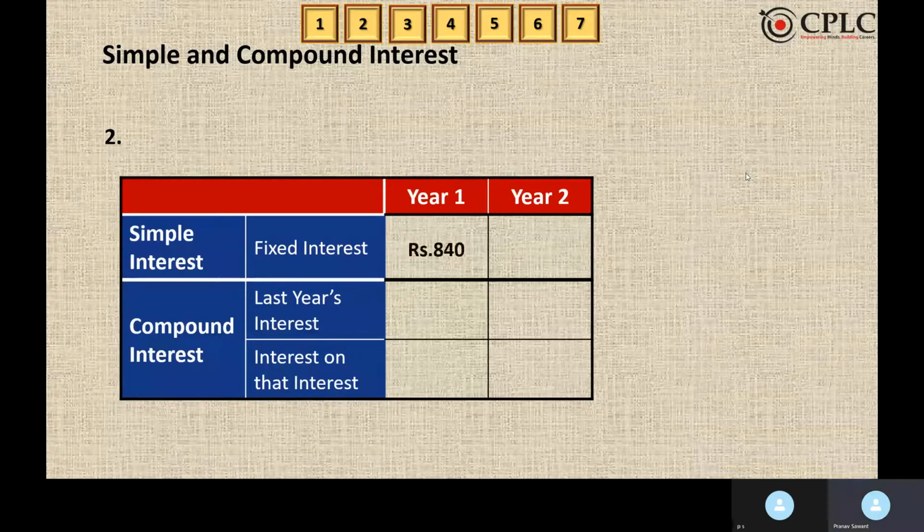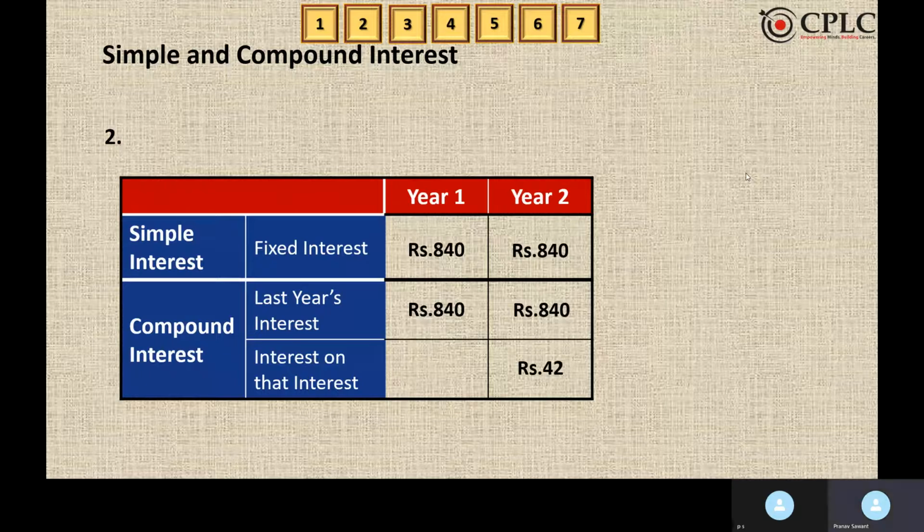The simple interest for the first year is going to be 840 rupees because the total simple interest is 1680. So it's for 2 years. For the first year, it is going to be 840. For the second year, it is going to be 840. Compound interest for the first year and simple interest for the first year, both these terms are the same. Hence, compound interest for the first year is also 840 rupees.